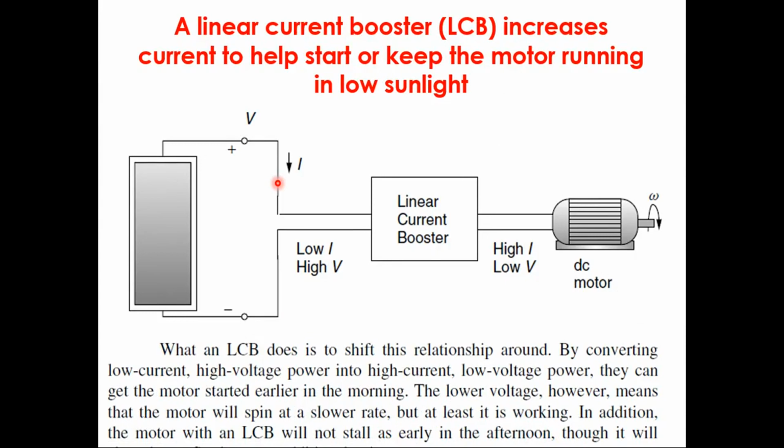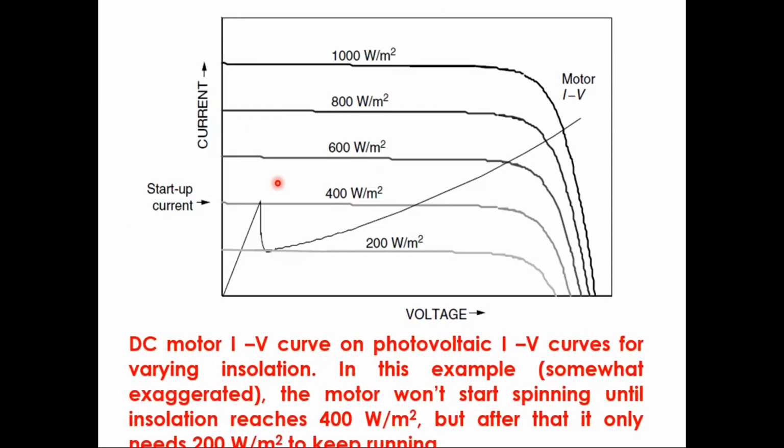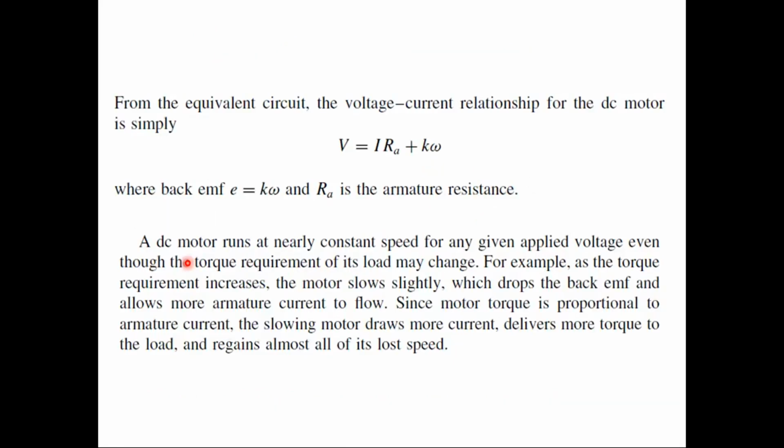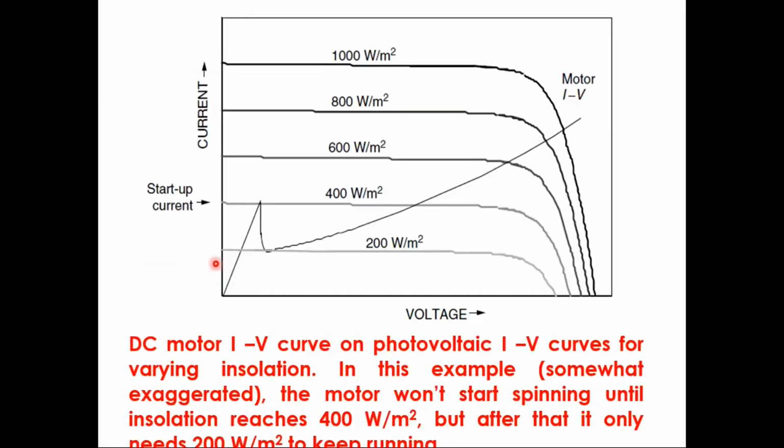However, at the initial part, the motor will start at a slow rate, but some of the water will come up from the groundwater to the ground at a lower rate. Though it is a lower rate, it is in working condition. This is the example of the DC motor connected with the PV module, and these are the operating points of the motor at different radiation.